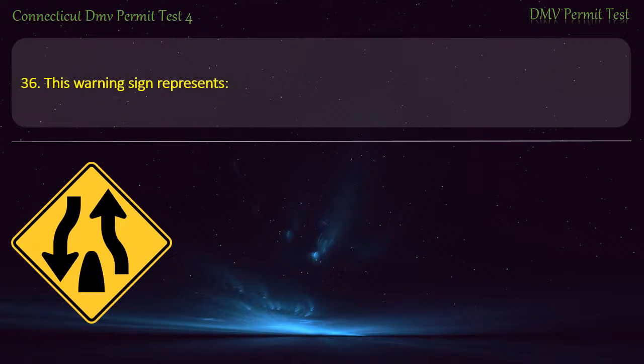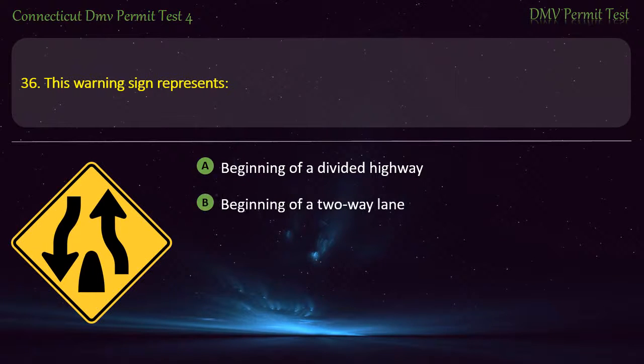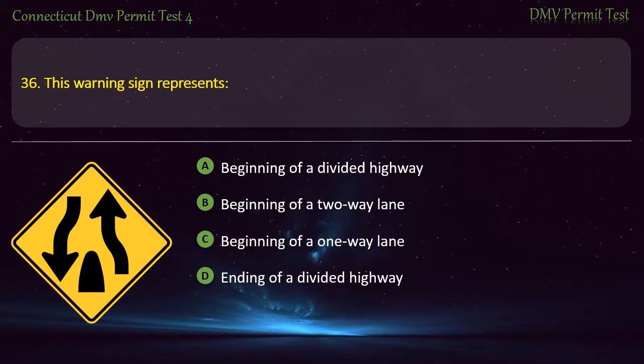Question 36. This warning sign represents: Beginning of a divided highway. Beginning of a two-way lane. Beginning of a one-way lane. Ending of a divided highway. Answer: Ending of a divided highway.